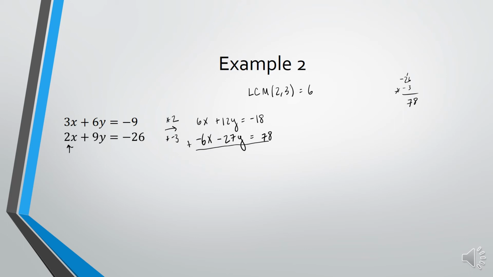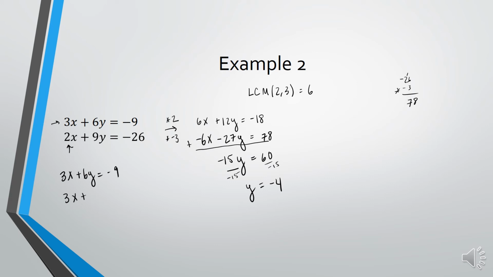So I'll add these two together, the x's go away. 12 plus a negative 27, I believe that gives us negative 15y equals 60. Then I'll divide both sides by negative 15, and it looks like y is negative 4. To figure out x, I can use either one of these two equations. I kind of like this first one better because the negative 26 is such a large number.